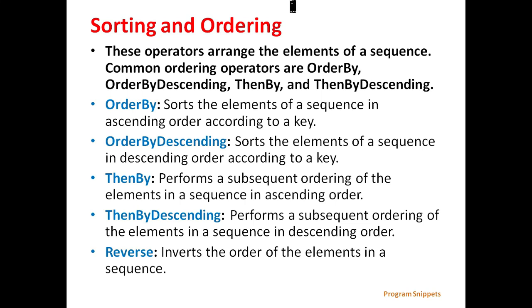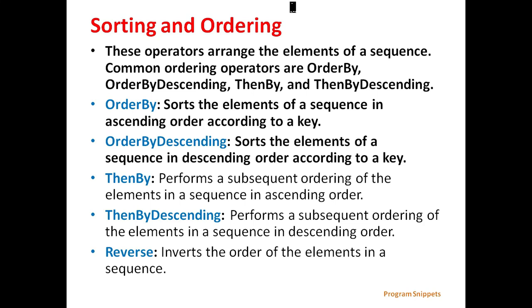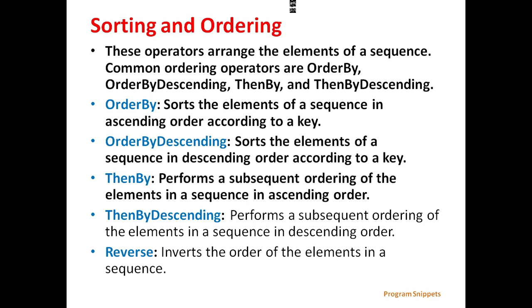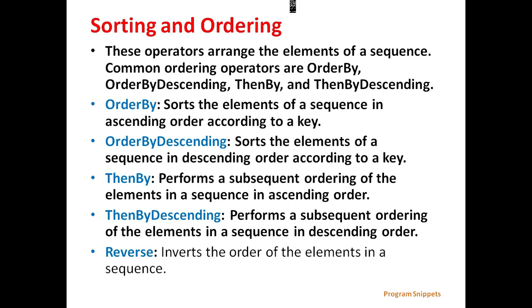Then sorting and ordering. These operators arrange the elements of a sequence. Common ordering operators are OrderBy, OrderByDescending, ThenBy, and ThenByDescending. The OrderBy operator sorts the elements of a sequence in ascending order according to a key. And the OrderByDescending operator sorts the elements of a sequence in descending order according to a key. ThenByDescending performs a subsequent ordering of the elements in a sequence in descending order, and Reverse inverts the order of the elements in a sequence.